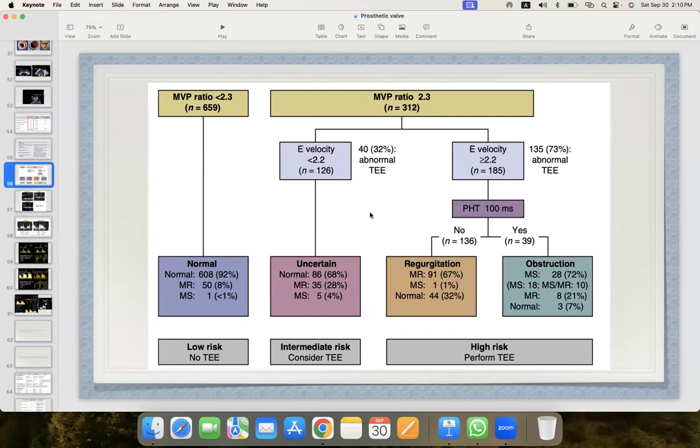But if the patient has a high ratio with high velocity, you look at the pressure half time. If the pressure half time is normal, less than normal, you will say that the patient has mitral regurgitation.